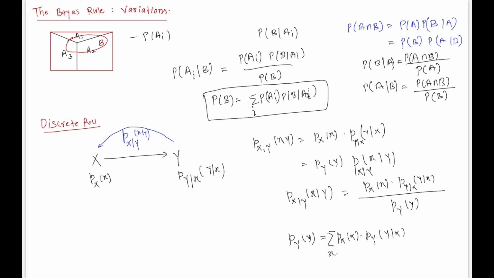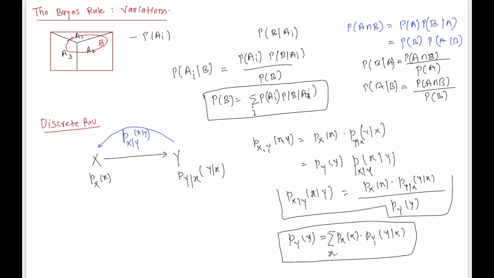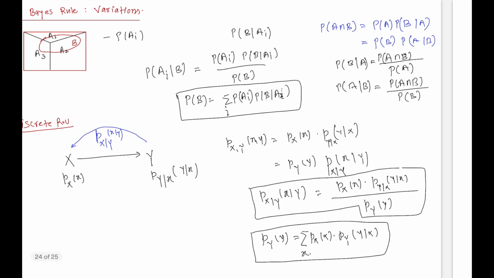Because if you recall, how do we find the marginal PMF? You sum over the other random variable, that is x, right? So this is how you can have the variation of the Bayes rule in terms of the discrete random variable. Now you can proceed similarly and you can find the Bayes rule variation for the continuous random variable. So let's look at that also.